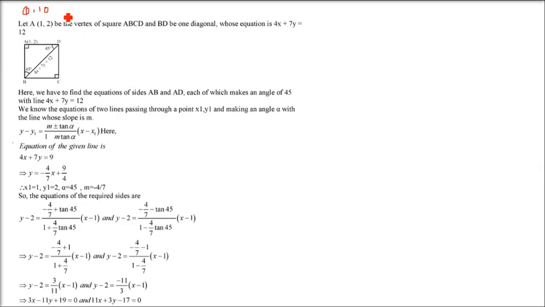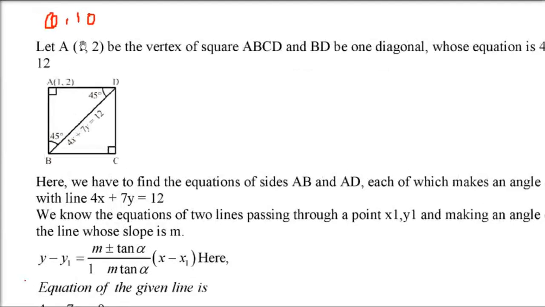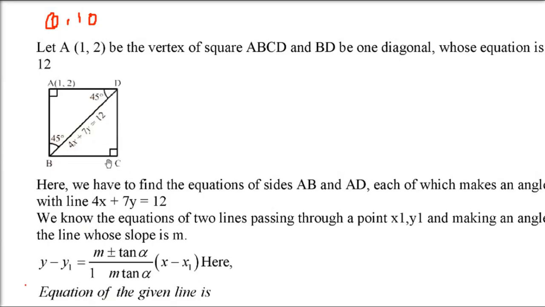This is question number 10. Find the equations of the two straight lines through (1, 2) forming two sides of a square of which 4x plus 7y equals 12 is one diagonal. So what is the scenario here? We have ABCD as a square. In this square, (1, 2) is one of the vertices, and the diagonal opposite to it, or containing the corners of this, is 4x plus 7y equals 12. So two lines which are passing through A make equal angles with BD, 45 degrees, 45 degrees.